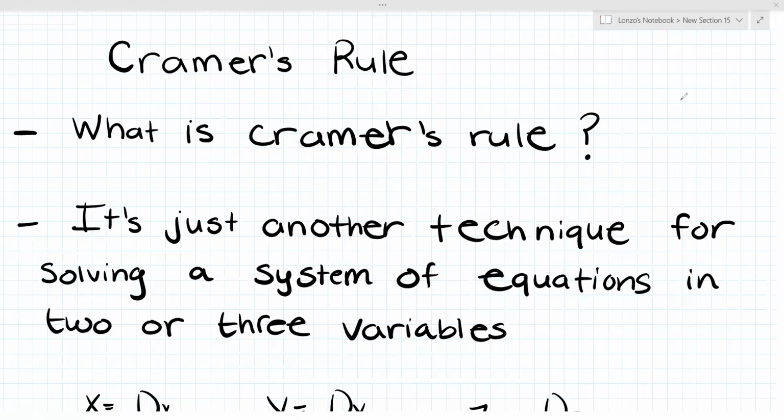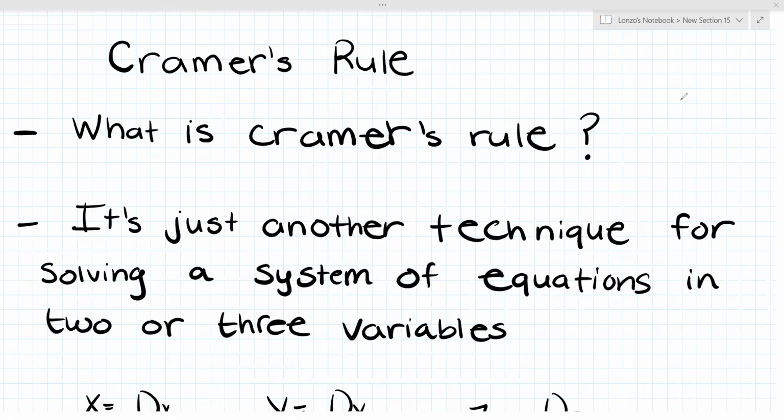Hi, today we're going to learn about Cramer's rule. In this section, I will solve a system of equations in 2 or 3 variables using Cramer's rule. I will also find the determinant of a 2 by 2 matrix and a 3 by 3 matrix. Okay, so let's begin.